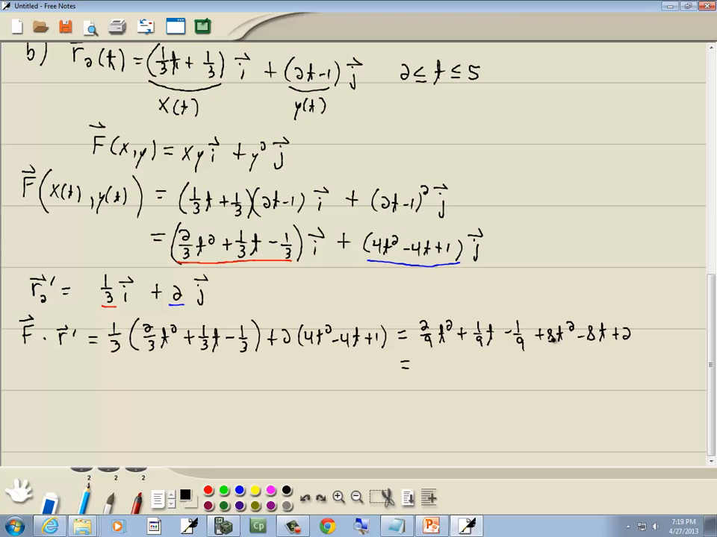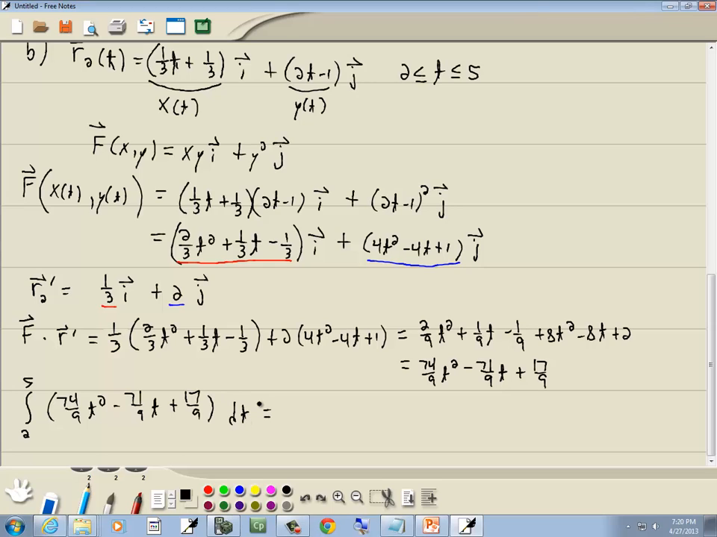Combine these together, the t squareds. 8 times 9 is 72, plus 2 is 74, so we got 74/9 t squared. 1/9 t and negative 8t: negative 8 times 9 is negative 72, plus 1 is negative 71, so negative 71/9 t. Negative 1/9 plus 2: 2 times 9 is 18, plus a negative 1 is 17, so 17/9. And now we're ready to find our integral, going from 2 to 5 of 74/9 t squared minus 71/9 t plus 17/9 dt.